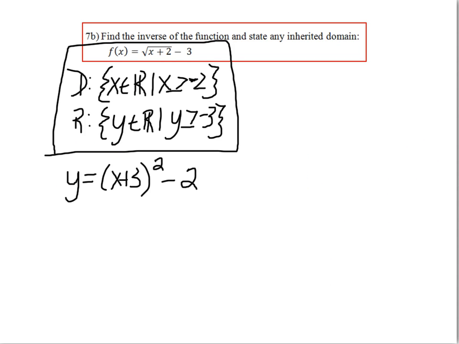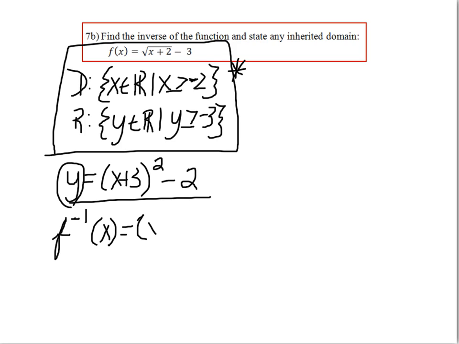From my previous slide, I know that my old domain is here, and here is my new inverse function. My next step then is to change this y. Since I knew that my original function was one-to-one, I know that my inverse is also going to be a function. So I'm going to turn this y into function notation, and the inverse of function f is going to be f inverse of x is equal to (x plus 3) squared minus 2. That's one of my first steps.